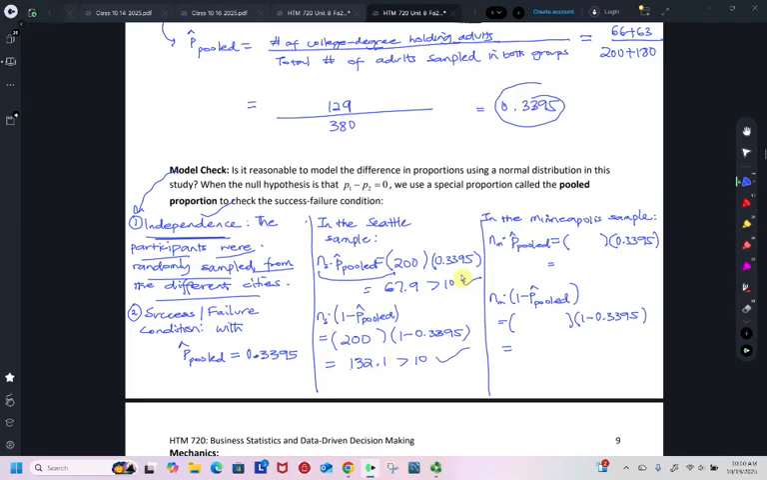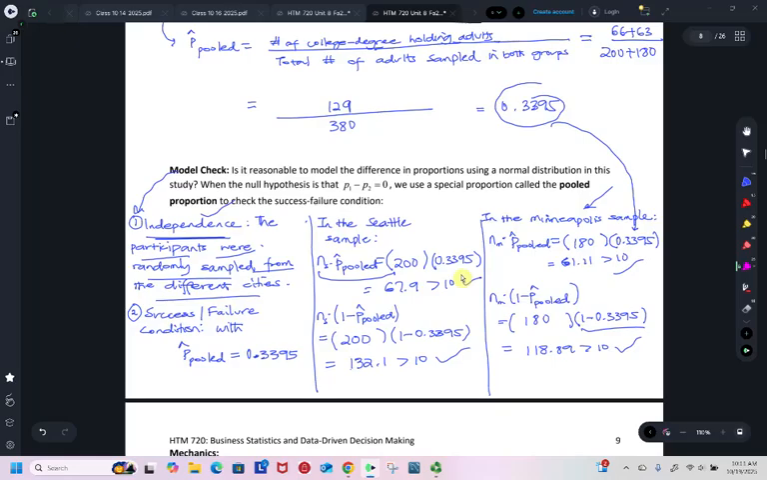We check that off. Then in the Minneapolis sample, we have 180 multiplied by the pooled proportion, you have 61.11, which is also greater than 10. And lastly, 180 multiplied by the complement of the pooled proportion, you have 118.89, also greater than 10. With all of this checking out, we can say that using the normal distribution to model the difference in proportions is reasonable.